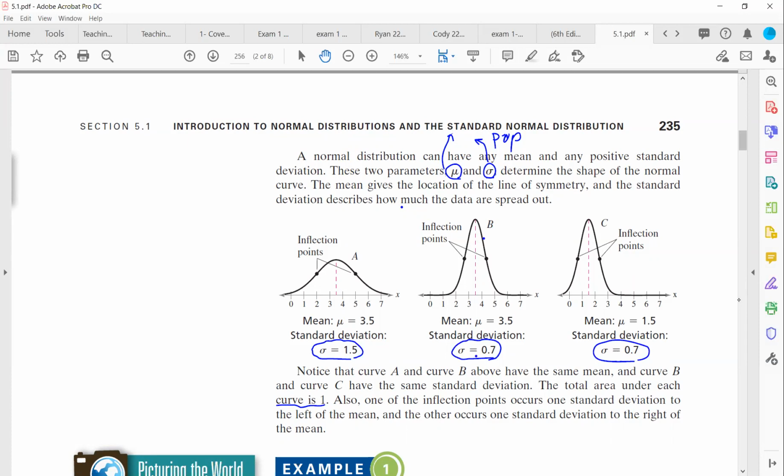Also, one of the inflection points occurs one standard deviation to the left of the mean, and the other occurs one standard deviation to the right of the mean. 2 inflection points.